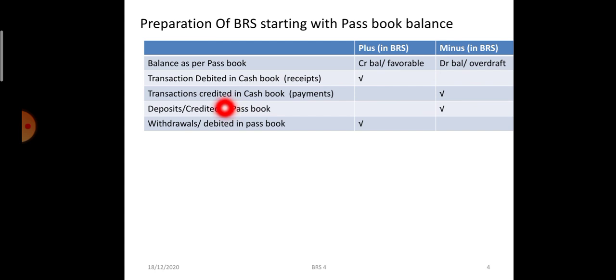Similarly, passbook's entries we have to nullify. So if any transaction is credited in the passbook, that will be deducted. In the same manner, if any debit or withdrawal is there in the passbook, we will write it in the plus column. Let's solve that question.